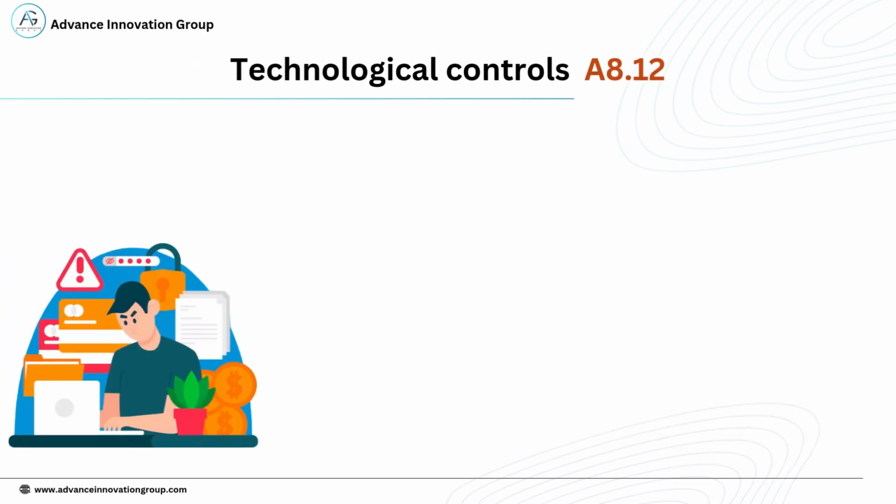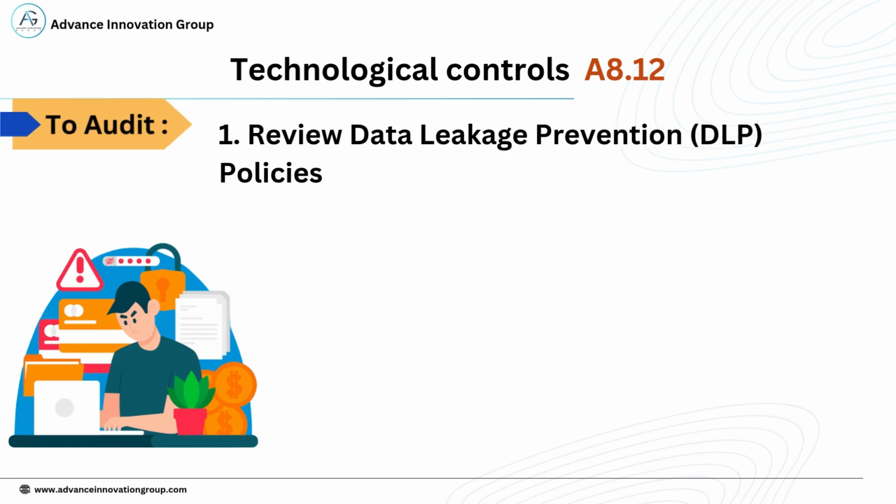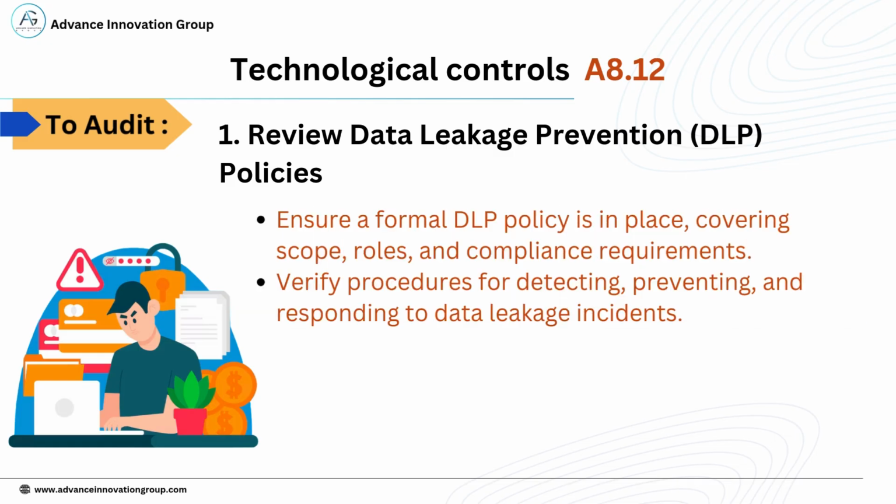Technological Controls A8.12. To audit 1. Review data leakage prevention, DLP, policies. Ensure a formal DLP policy is in place, covering scope, roles, and compliance requirements. Verify procedures for detecting, preventing, and responding to data leakage incidents.